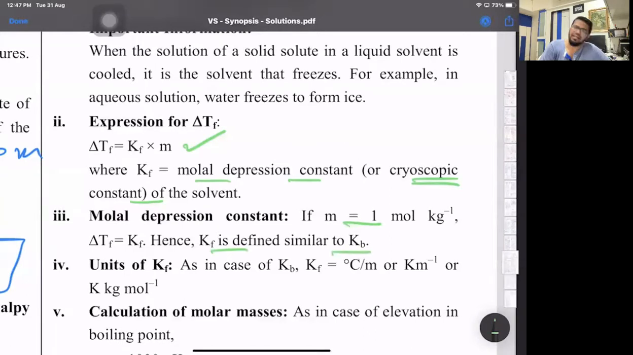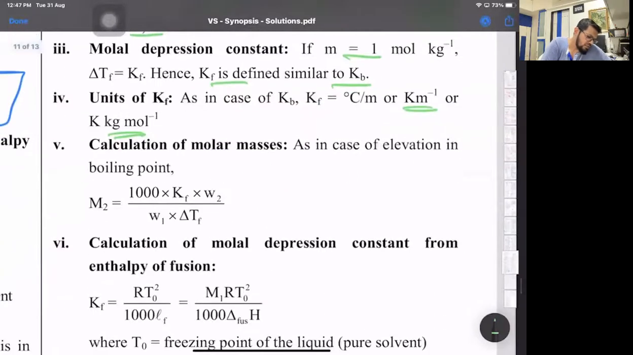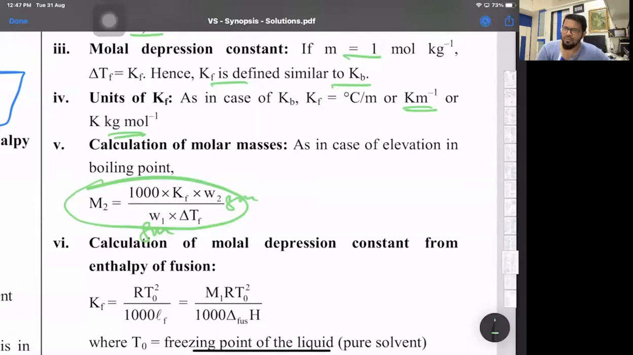So KF is defined like KB only. KF is the depression in freezing point produced when 1 mole of a solute is dissolved in 1 kg of a solvent. Is this clear? Unit is the same, Kelvin per molality or Kelvin kg per mole. And in the same way, molar mass is 1000 into W2 into KF upon delta TF into W1, where W1 and W2 are in grams. If they are in kg, then the 1000 can be removed.